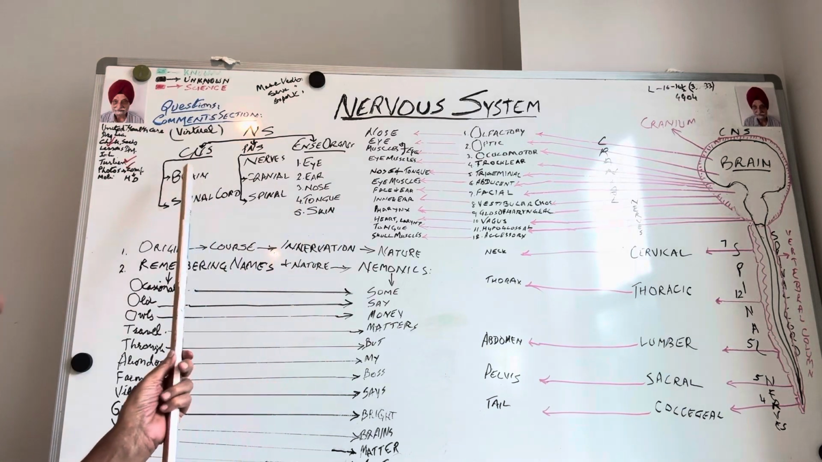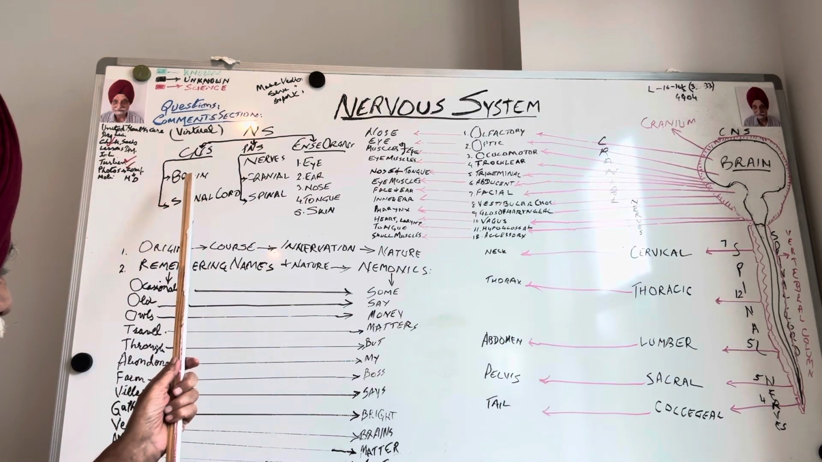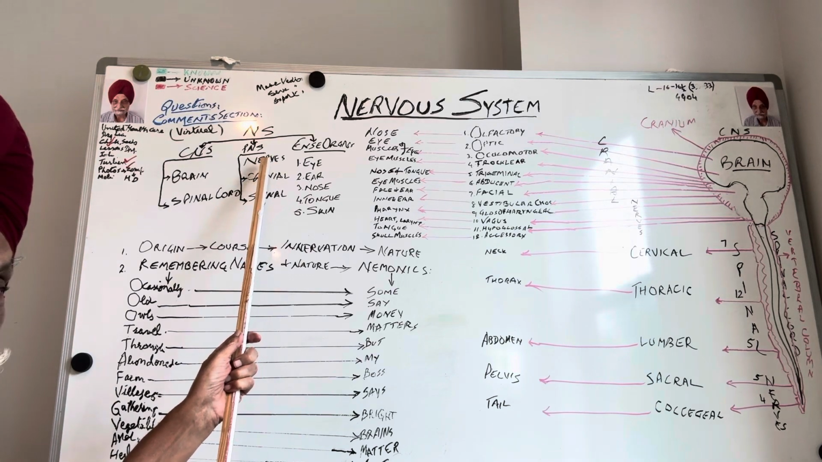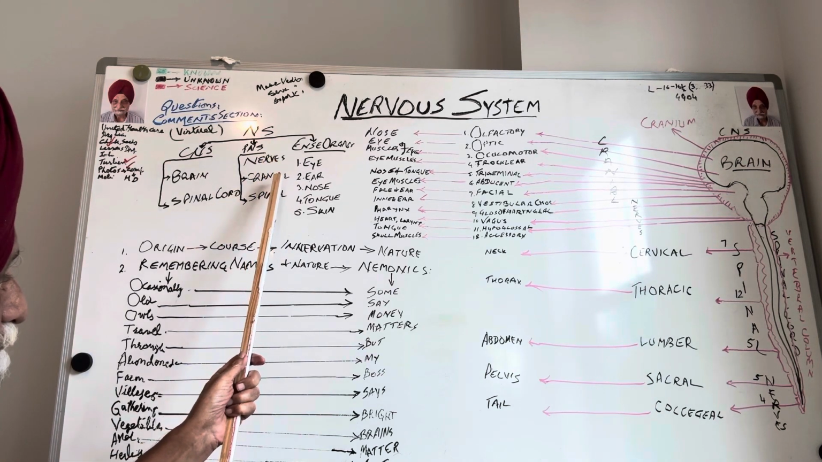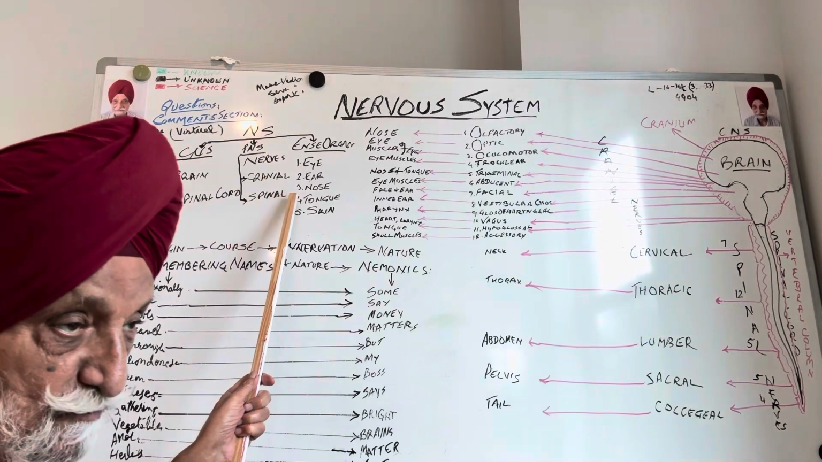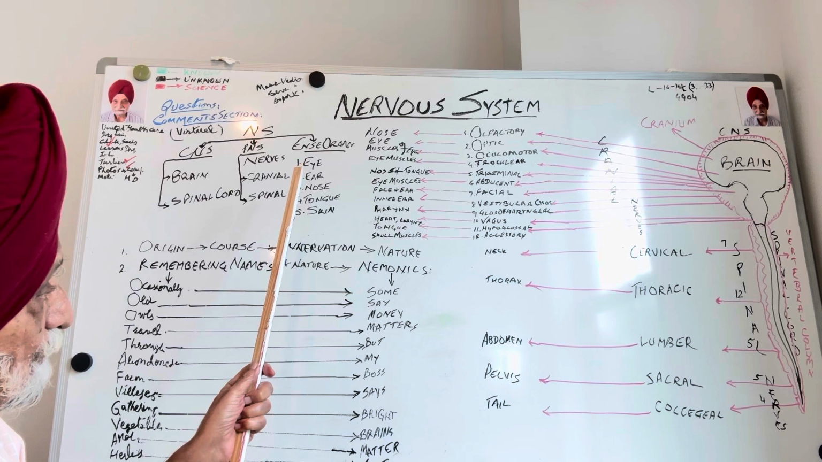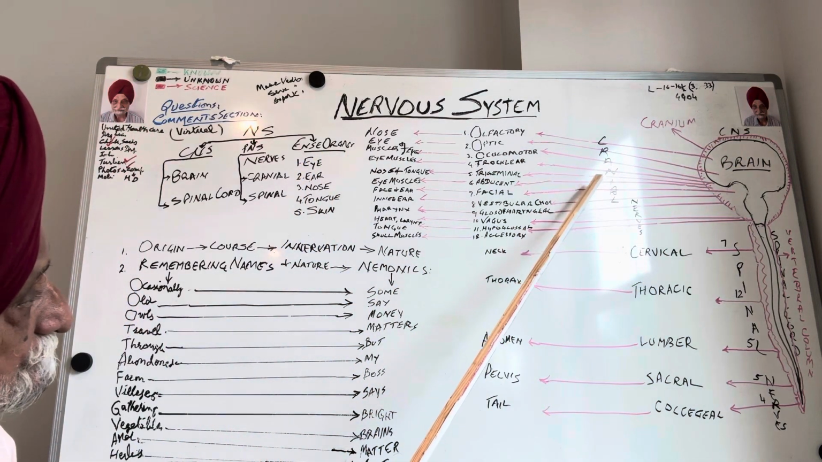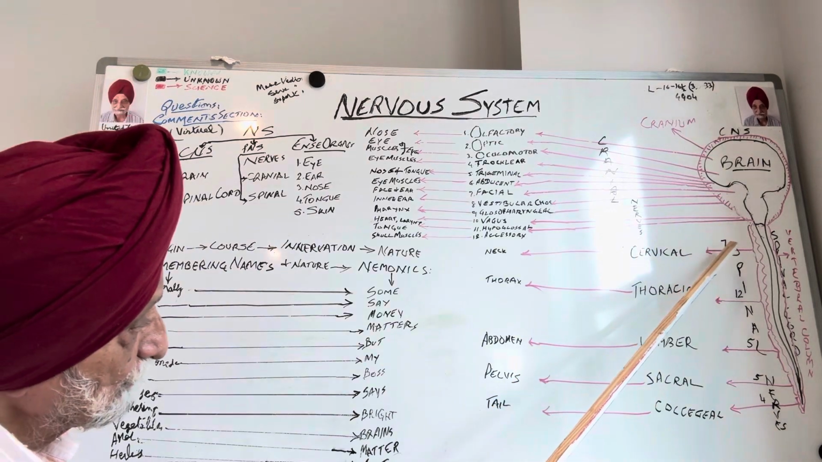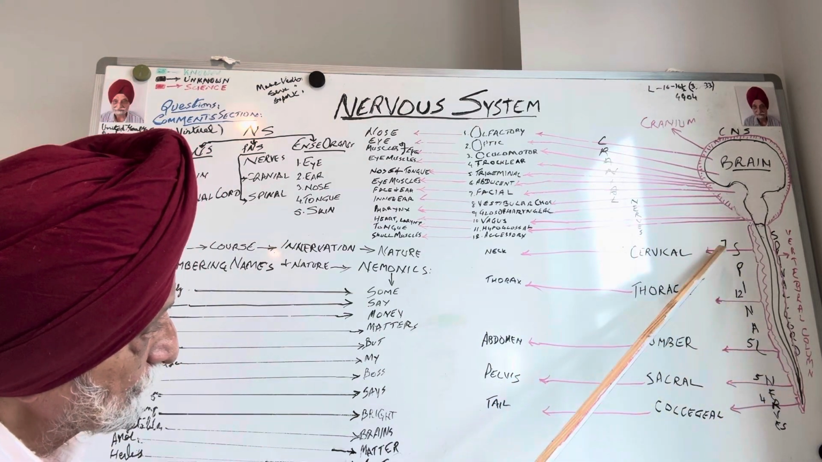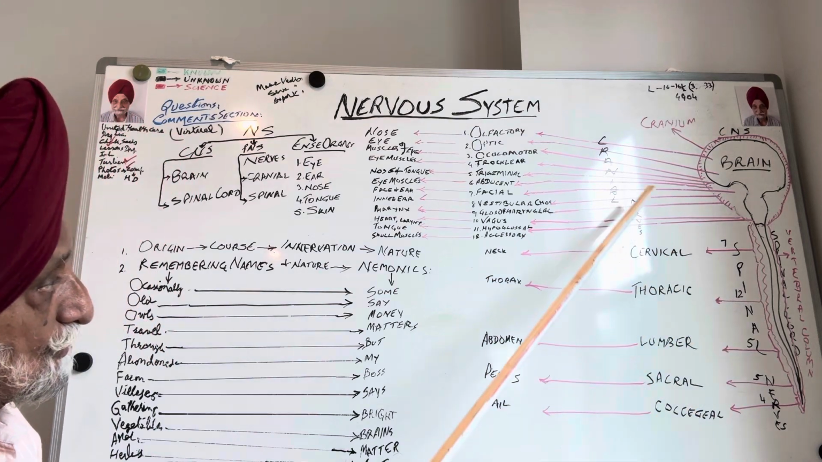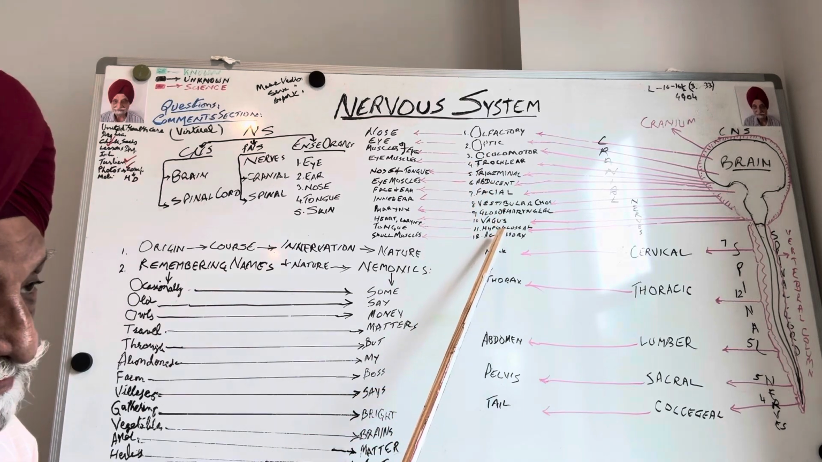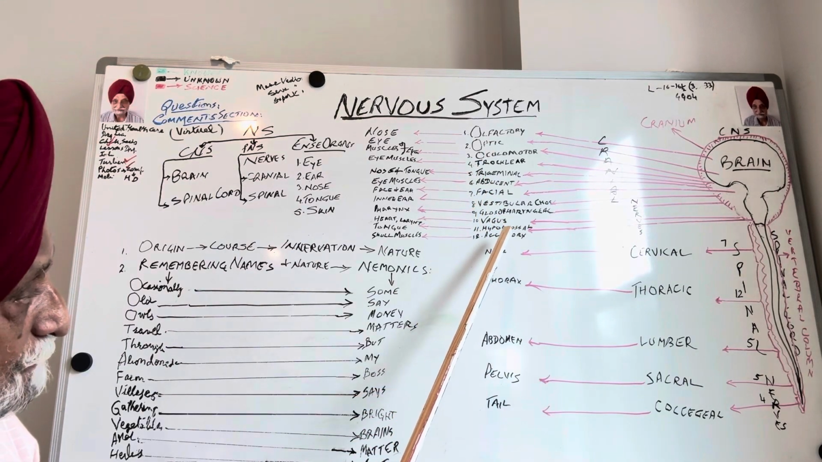I have already done with brain and spinal cord. Today we will be dealing with the peripheral nervous system, that means the nerves of the brain and the nerves of the spinal cord. The nerves of the brain are called cranial nerves, and the nerves from the spinal cord are called spinal nerves. There are 12 pairs of cranial nerves. That means the nerves which come out of the brain.